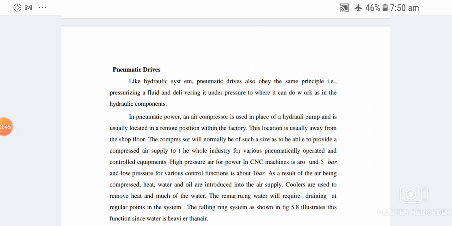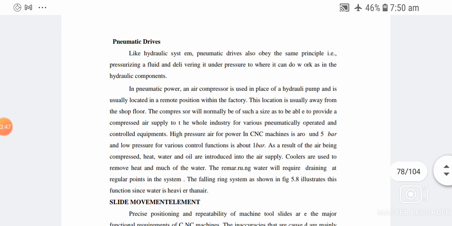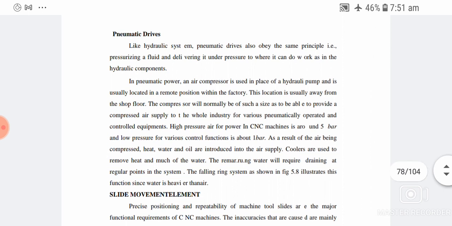Next we move to the pneumatic drive. Like hydraulic systems, pneumatic drives also obey the same principle: pressurizing a fluid and delivering it under pressure to where it can do work, as in the hydraulic component. In pneumatic power, an air compressor is used in place of the hydraulic pump and is usually located in a remote position within the factory, away from the shop floor.